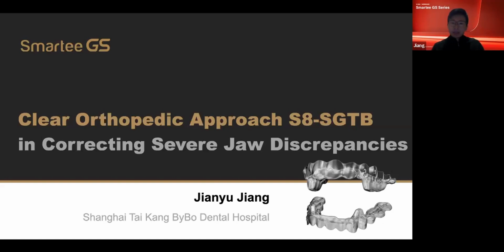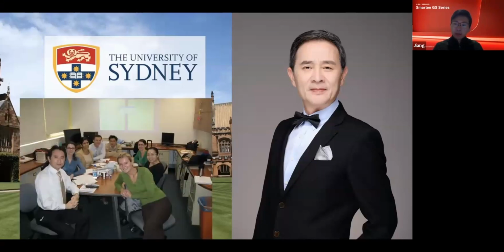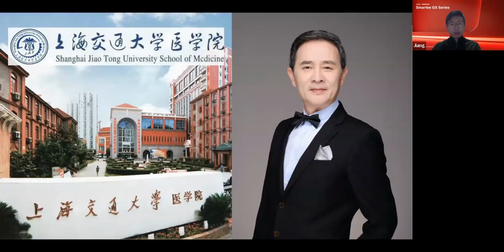First, I'd like to show you a picture of our team members. This picture is about 20 years ago. Professor Shen was a vice professor in the University of Sydney, and this is the picture of Professor Shen with his students in the University of Sydney. About 15 years ago, Professor Shen came back to Shanghai Jiao Tong University, and he became the Dean of Shanghai Jiao Tong University School of Stomatology.